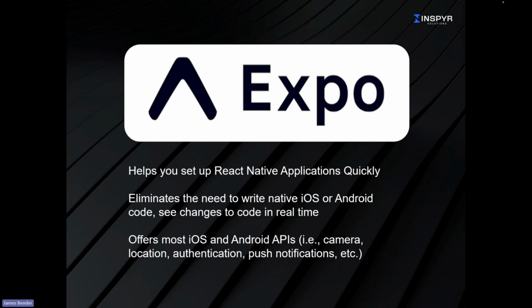And it offers most of the iOS and Android APIs that maybe React Native was missing. So things like camera, location, authentication, push notifications, other things. They're a lot easier to use in iOS and Android. And the other thing Expo did was allowed me to use what are called native modules. And essentially what a native module is, it's a little library or chunk of code that's written in Objective-C or Swift or Kotlin or Java native to that platform.